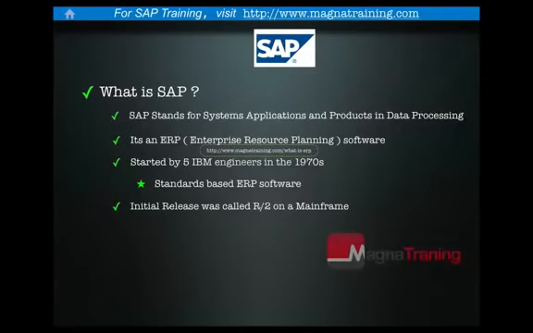So the initial release is called R2. The R in the R2 stands for real time, and it was on a mainframe. So the first release that SAP has done was on a mainframe, and the package was a financials package. It talks about basic financial accounting, and then P&L statement, balance sheet statement, and assets and all that.